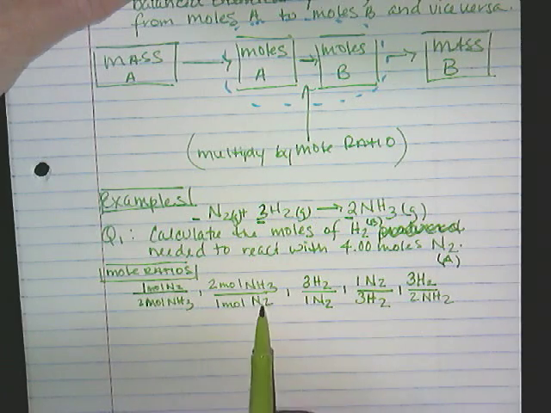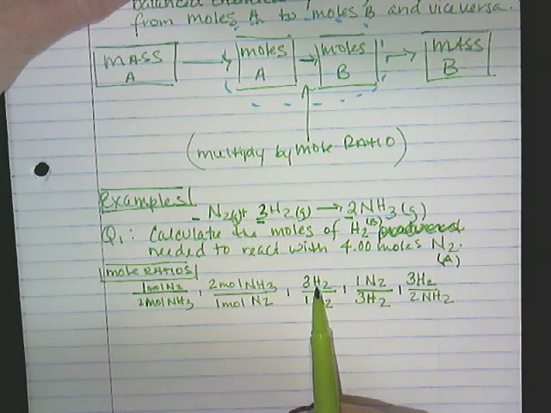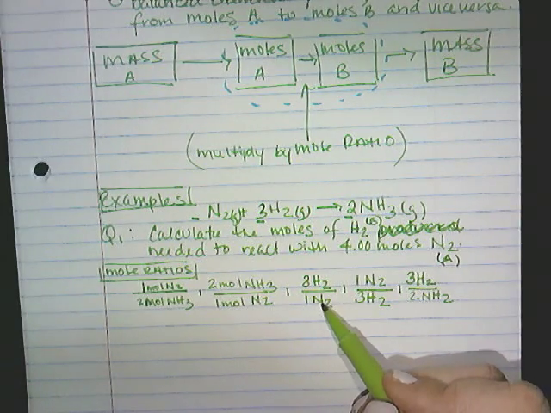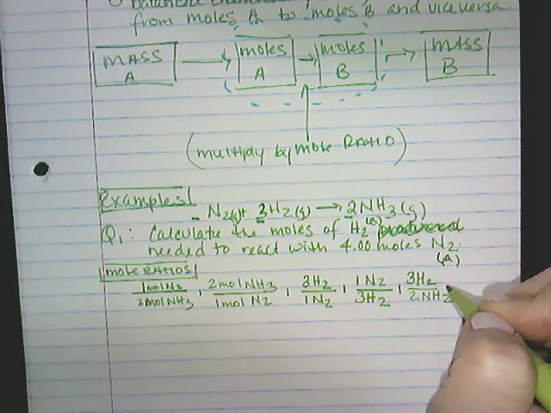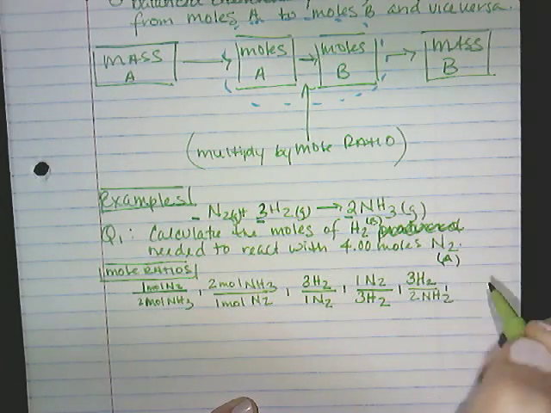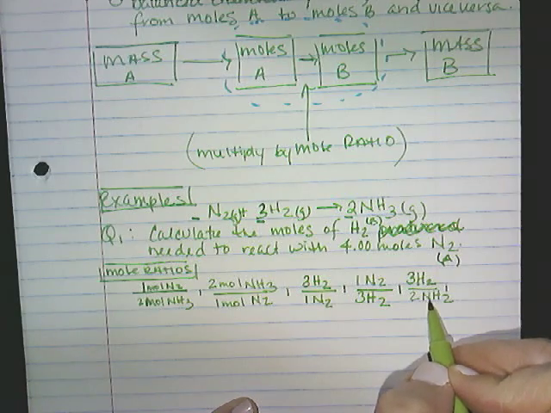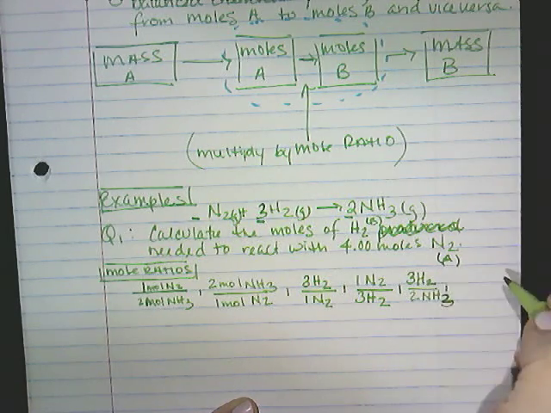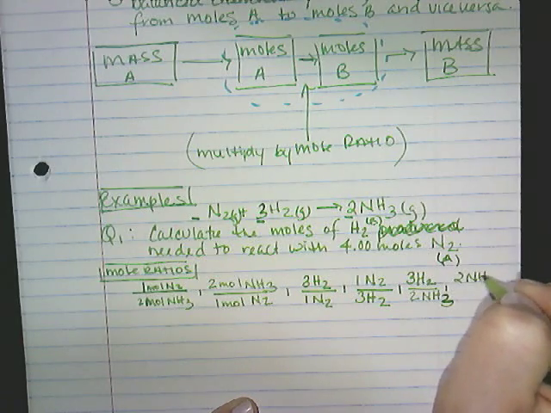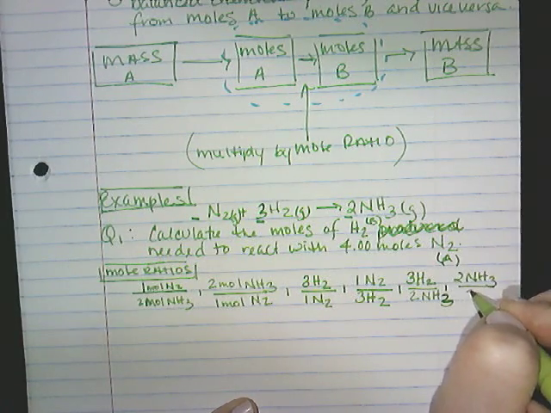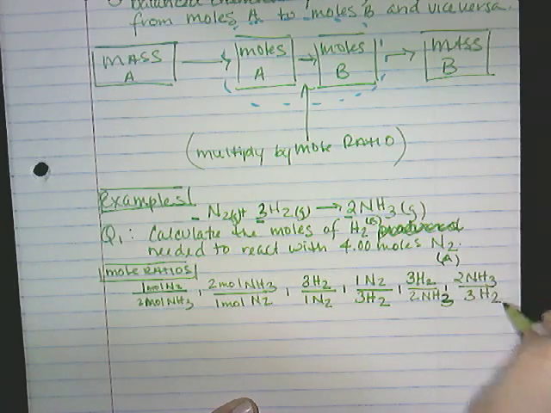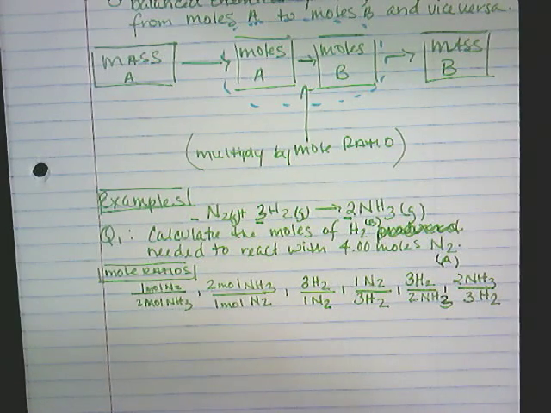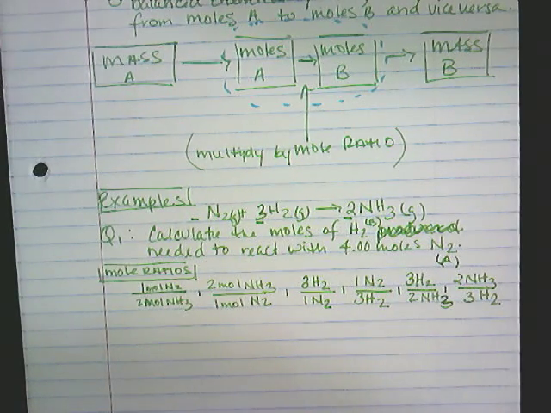So you can choose to write out the moles, or you can just write the ratio with the molecule or the reactant or product next to it. So if we want to produce 2 moles of NH3, we're going to have to react 3 moles of H2. So now we have 1, 2, 3, 4, 5, 6 mole ratios.